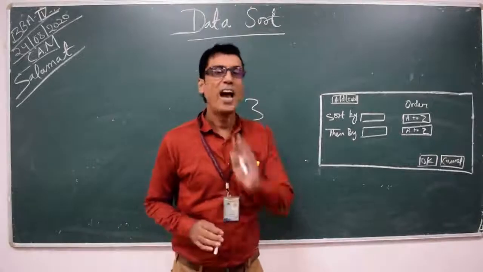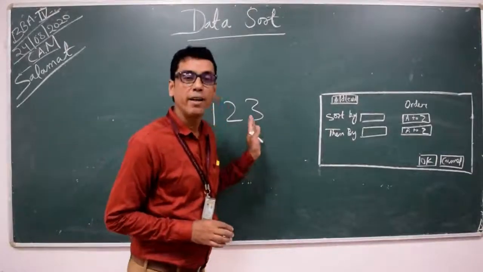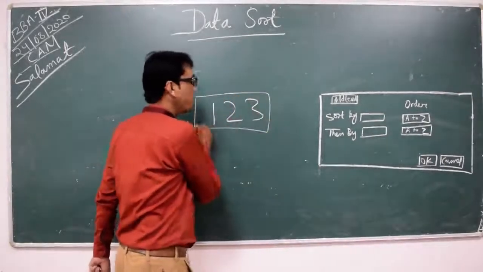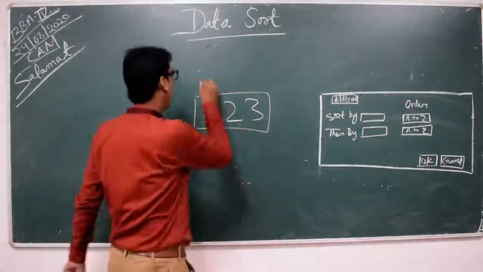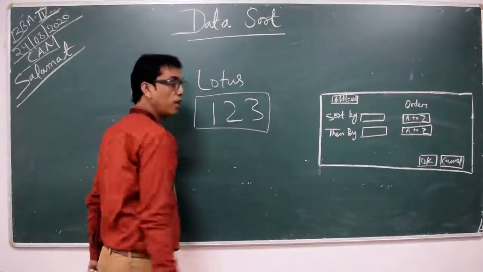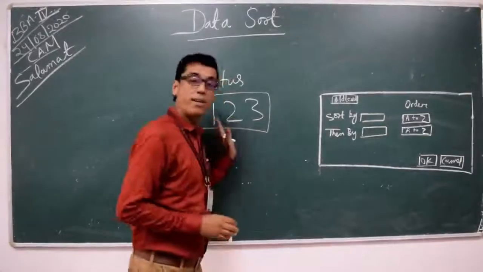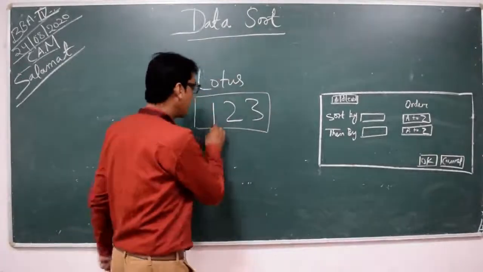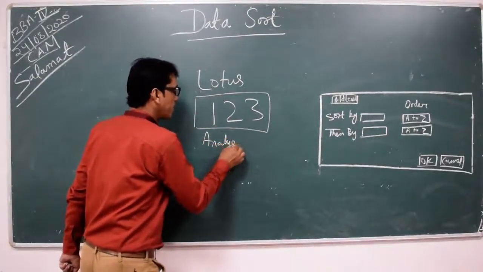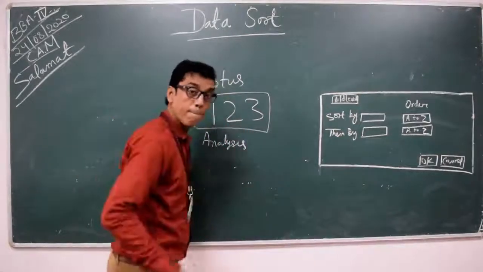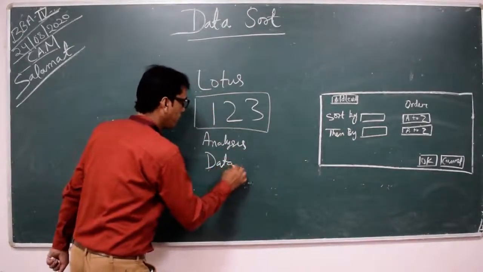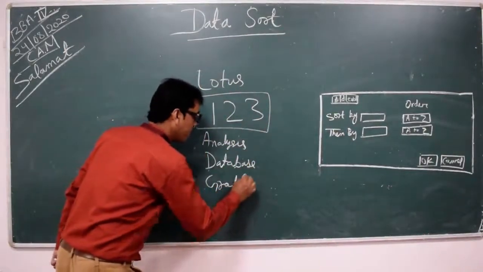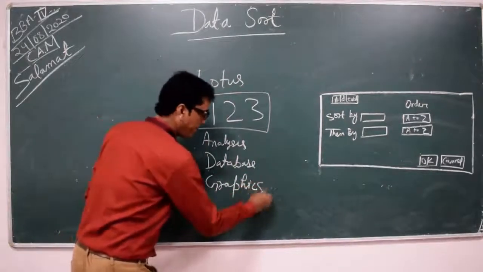Before Excel, we had a software available in the market used by managers and executives, which is known as 123. The name of the software itself was 123 by Lotus Corporation. And what do 1, 2 and 3 stand for? These are the tasks. 1 stands for analysis work, 2 stands for database work, and 3 stands for graphical work, business graphics.